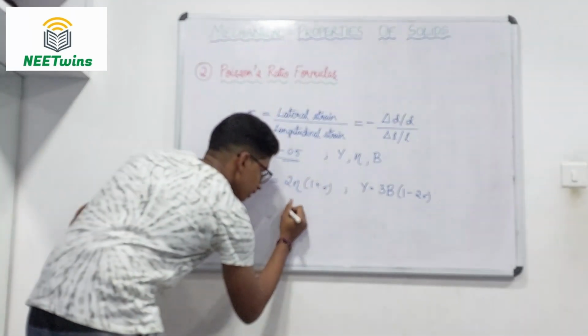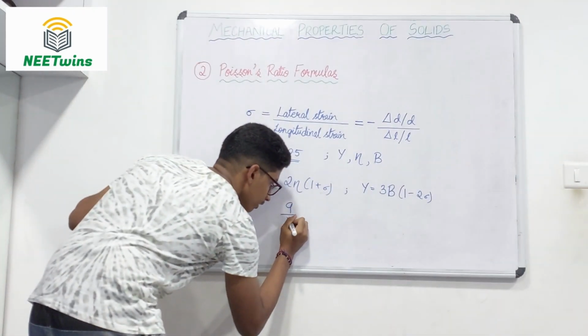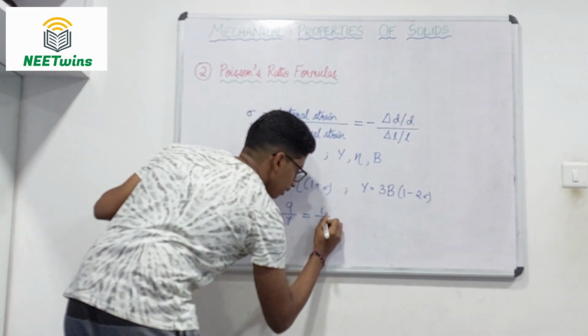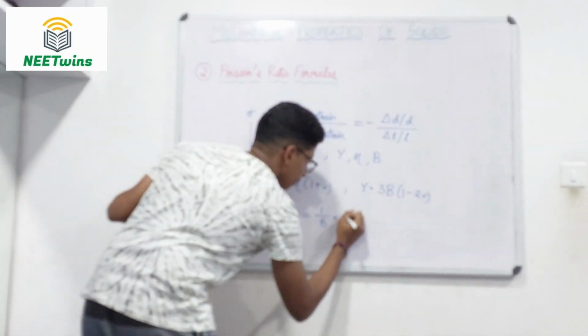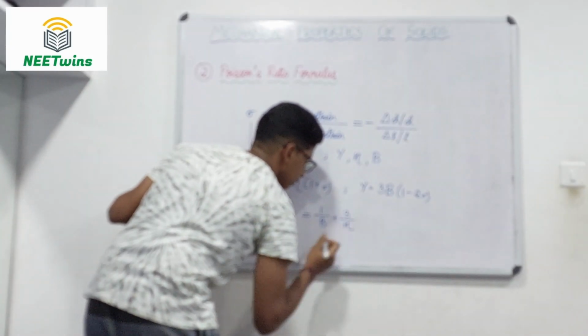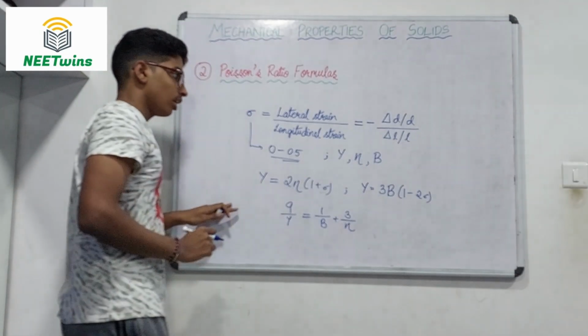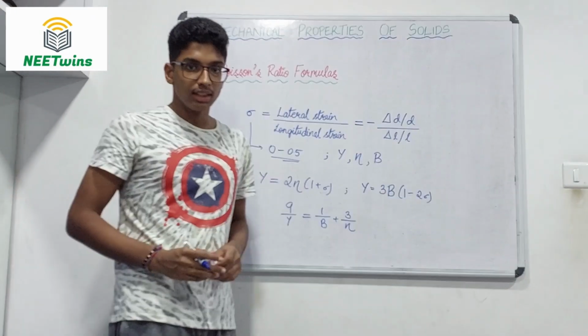Another important relation is 9 by Young's modulus is equal to 1 by bulk modulus plus 3 by rigidity modulus. So in case any two of them are given, you can find the third one using these formulas. So you can get the quick answer in such cases.